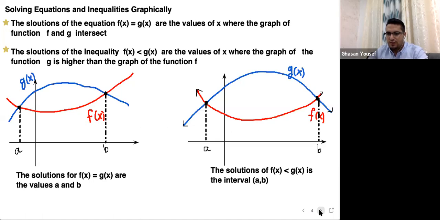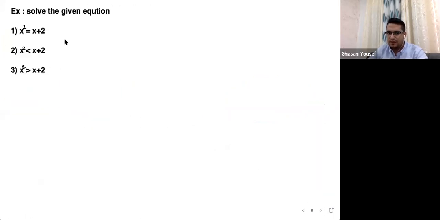Would the formula change if the red curve is greater? If here f of x is greater than g of x, the solution will not be like this. The solution will be anything smaller than A and anything greater than B. I will explain this by the example. Look at the example below.